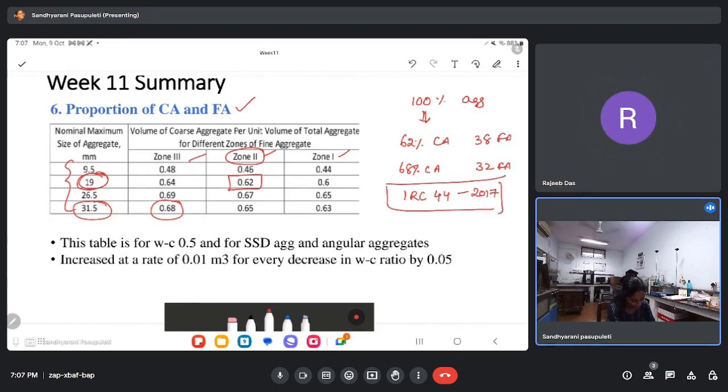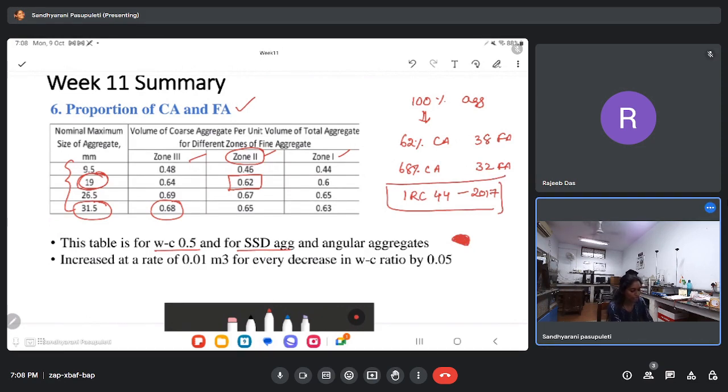Okay. So this table is actually for a water cement ratio of 0.5. But we know that every time we are not going to produce a mix for 0.5. And also this table is for SSD aggregates. That means aggregates which have absorbed water inside but there is no water on the surface.